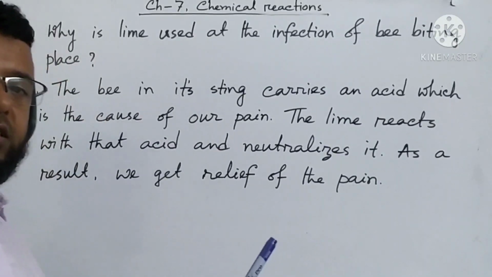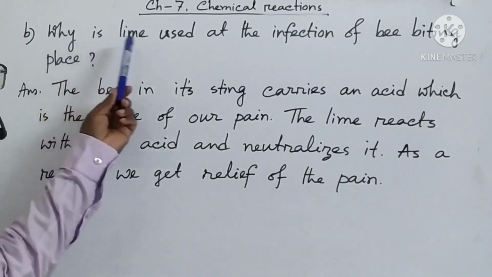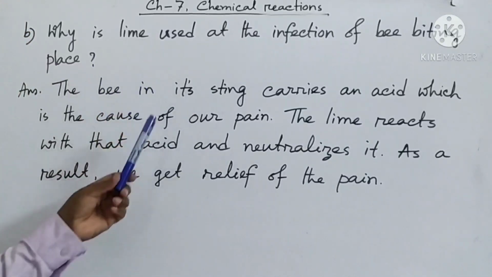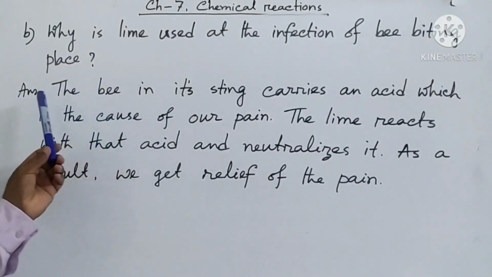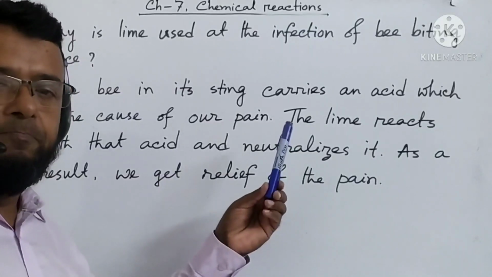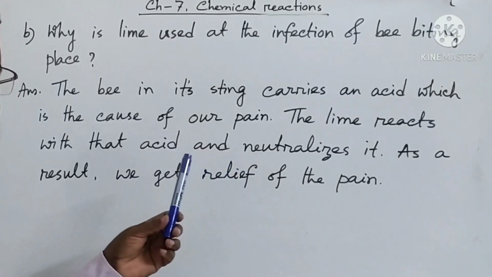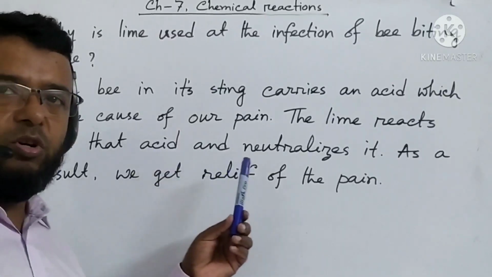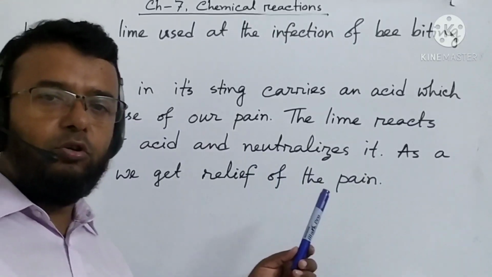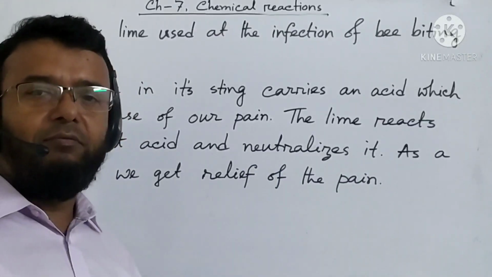Okay, dear students, now question B. I have written the question again: why is lime used at the infection of bee-biting fleas? Everybody see that I have written the answer also. The bee in its sting carries an acid, that is formic acid. For that formic acid, we use lime. Lime is calcium oxide. So acid and base react together and produce salt and water, then neutralize it, then we get relief from the pain.